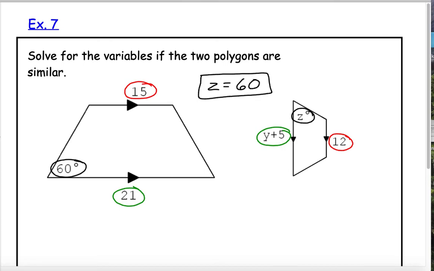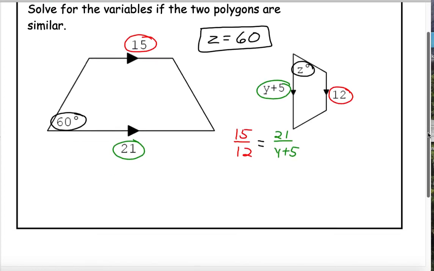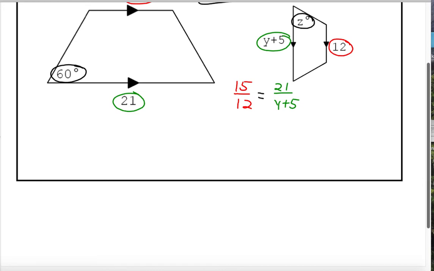Let's start with that. The sides are proportional. So let me say 15 over 12 equals 21 over y plus 5. Notice the color coding on how I did that? All right. So now we're going to cross multiply. It's just like the opener. So 15 times y plus 5, careful, use parentheses so you distribute, equals 12 times 21.